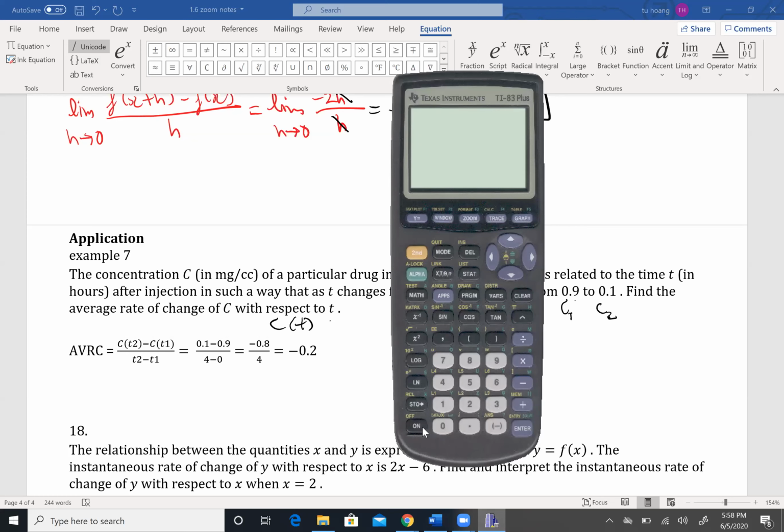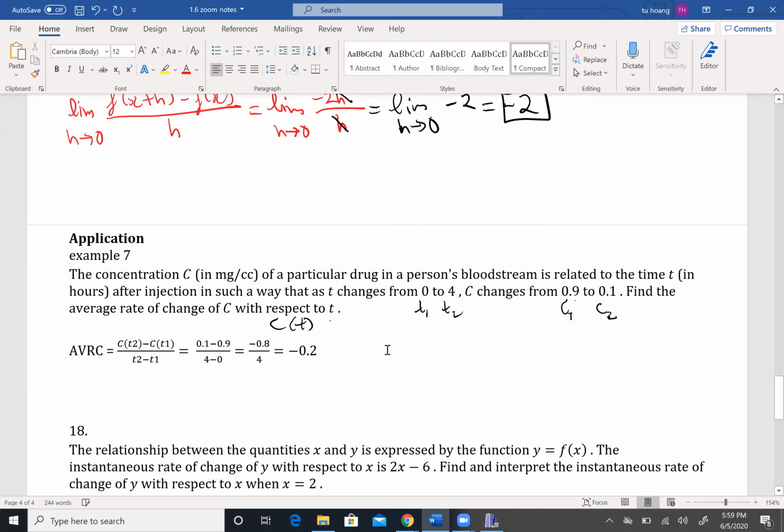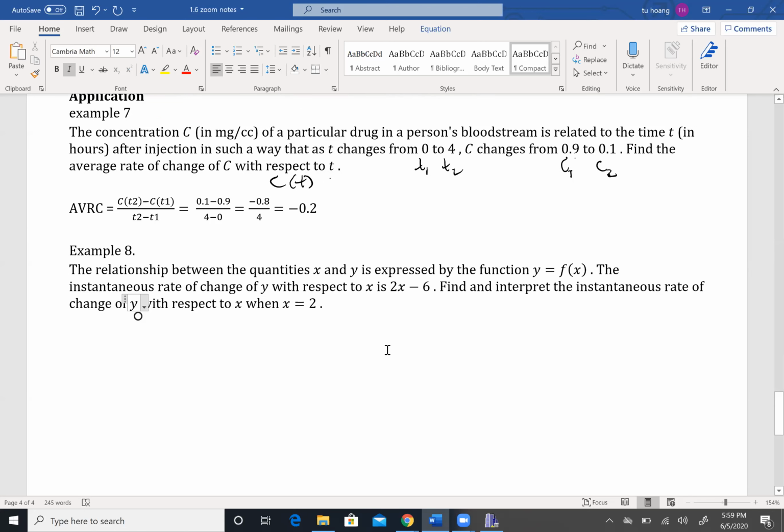You can check, let me see. So 0.8 negative, right? Negative 0.8 divided by 4 is going to be 0.2. Yep, negative. So that is example 7. And if you still have time to take a look at this example 8, I can help you also. They're actually similar to your XYZ homework. I don't know what problem, but it should be similar to that.